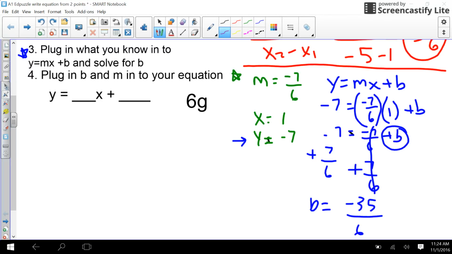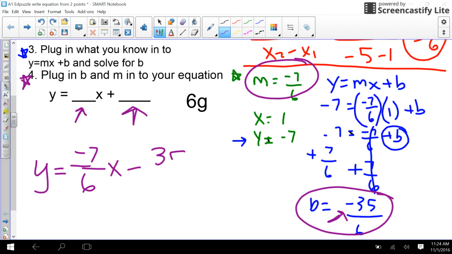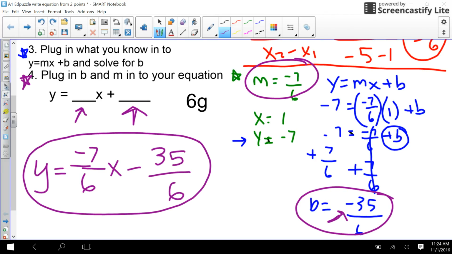Okay, so that was step 3. Now I'm on to step 4. It says plug in b and m into your equation. I know this is my b and this is my m, and they're going to go right here. So I'm going to have y equals negative 7 over 6x. And because my b says it's a negative, I'm going to do minus 35 over 6. And that's your answer. Okay, let's take a look at the next one.